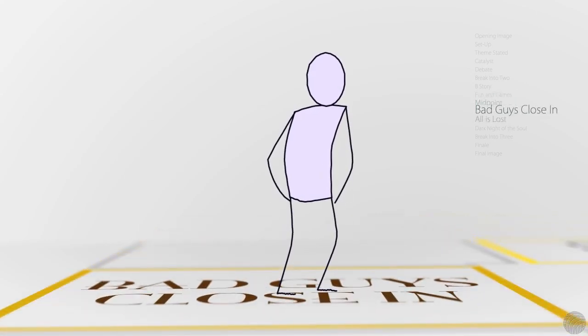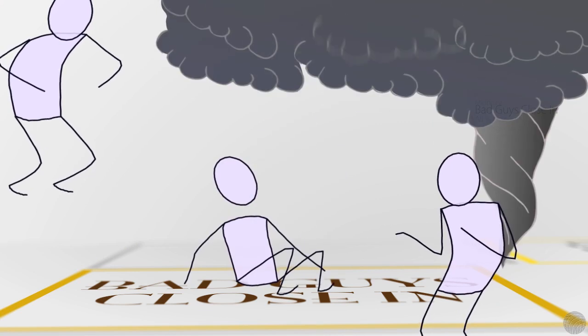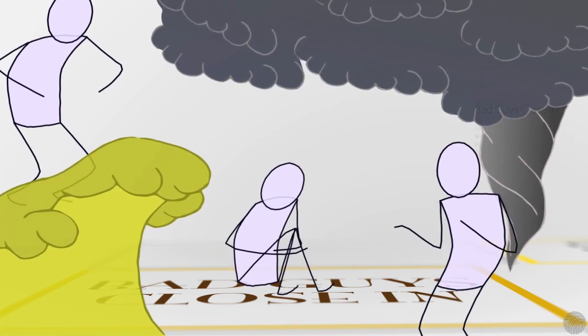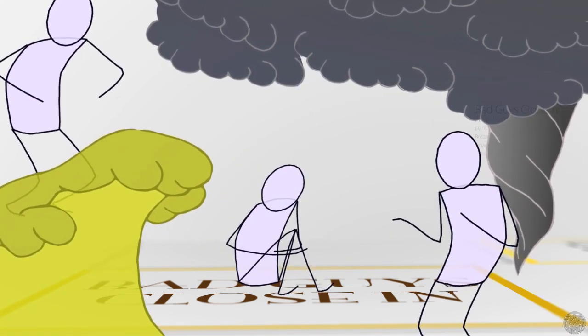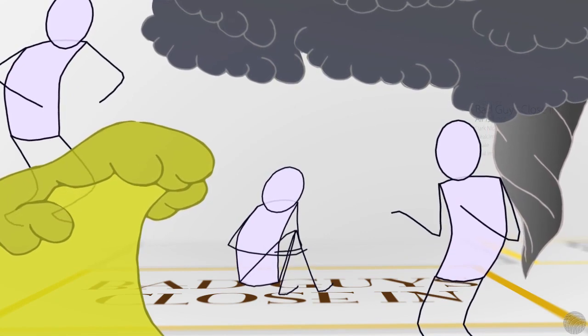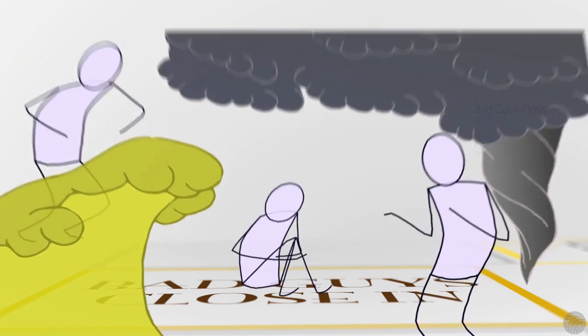10. The bad guys close in. This is where the evil forces, be they people, forces of nature, or creepy alien goop hiding in the city sewers, reemerge after being frustrated or seemingly defeated during the fun and games section.